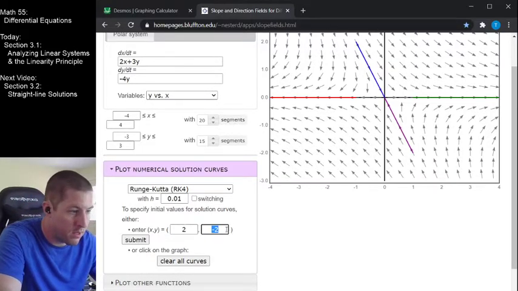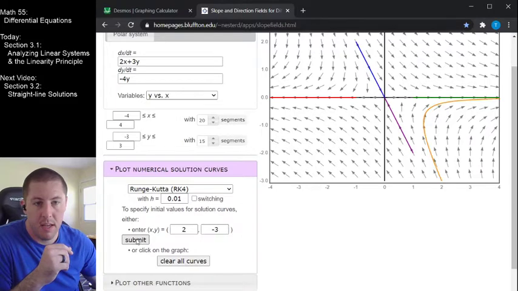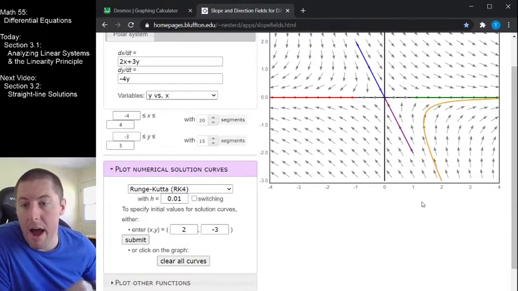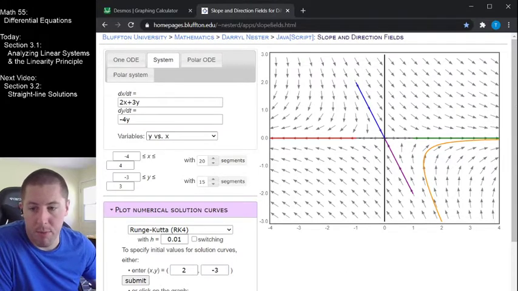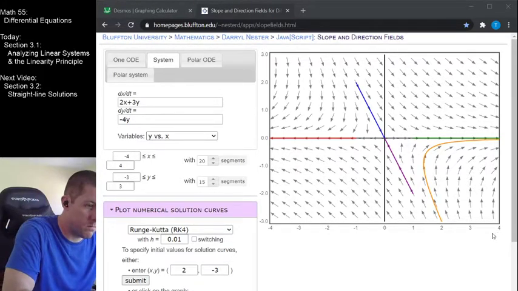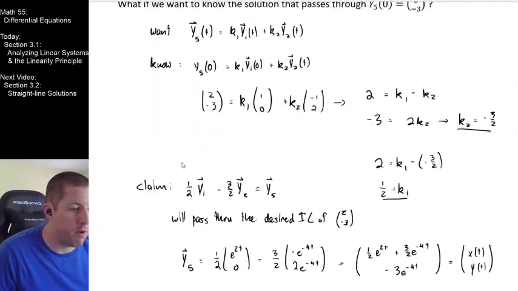Here's 2, negative 3. So our claim is that this equation that we just produced by finding those K1s and K2s is that guy. This orange curve right here is what we are claiming is that y5 solution that we just came up with. So let me go ahead and snip this so I can throw this into our notes. Okay, let's pop back over into Word here and throw this into our notes.